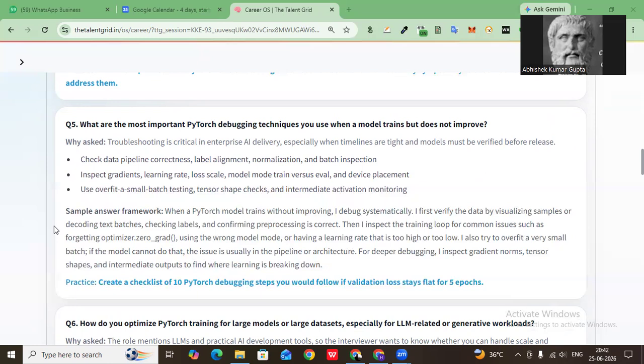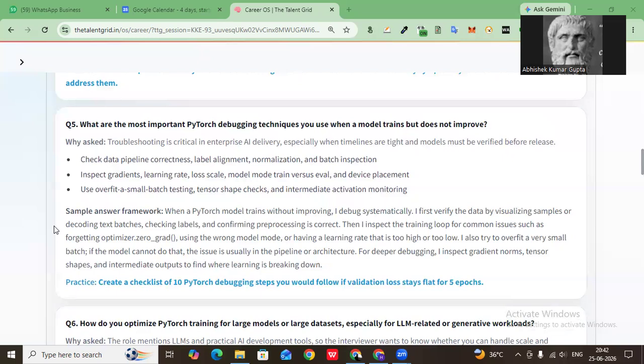Then another issue at the data pipeline level is label misalignment. So I would audit the target tensor to confirm the token or target indices match the input distribution. And also I would ensure inputs aren't saturating due to missing transformations at the data pipeline level.